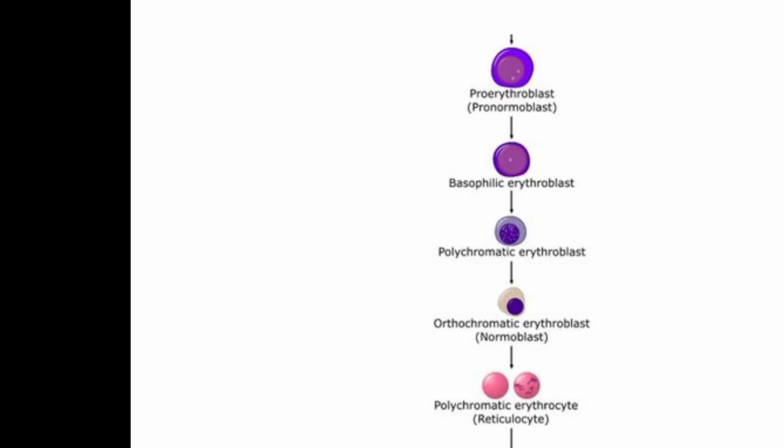Also, I just want to point out, and this might be helpful to some students, anytime they see a blast versus cyte in the cell name, blast means that it still has a nucleus. Cyte just means that it is a fully developed cell. We only really see this naming convention for the red cells, but hey, it might help you out a little.